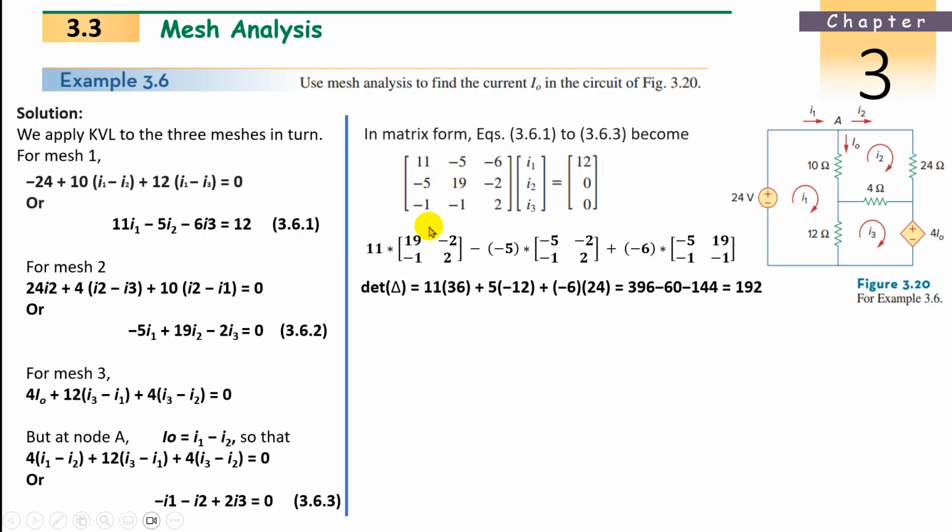Determinant. So 11 times 19 into 2, 38. 19 times 2, 9, 9, 18, 1, yeah 38. Minus 2, 36. Okay, so 11 times 36 here. Now here 5 into 2, how much? 10, minus 10. Minus 2, minus 10, minus 2, minus 12.